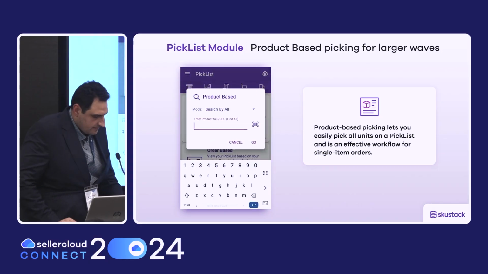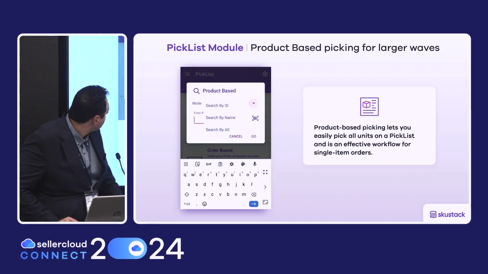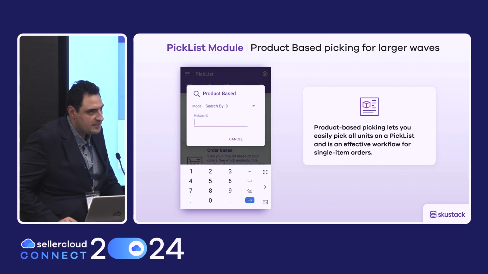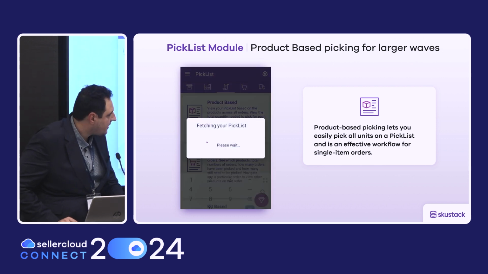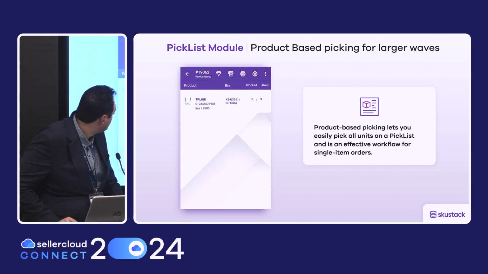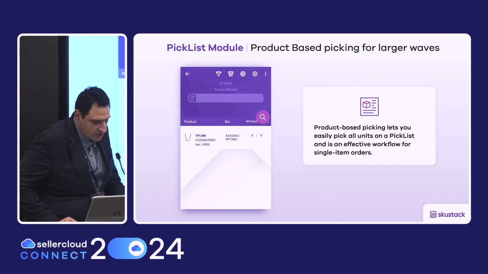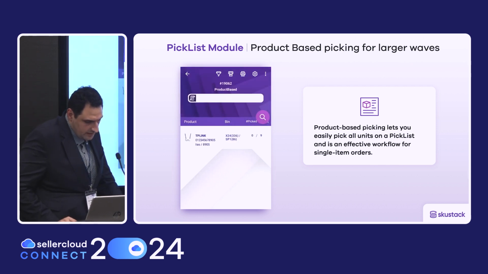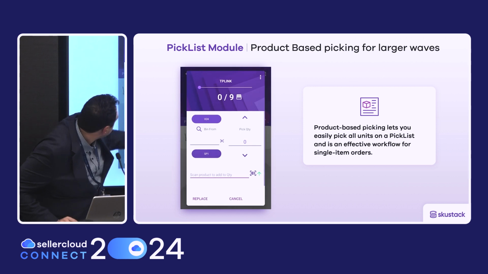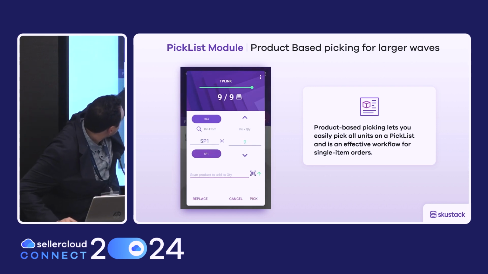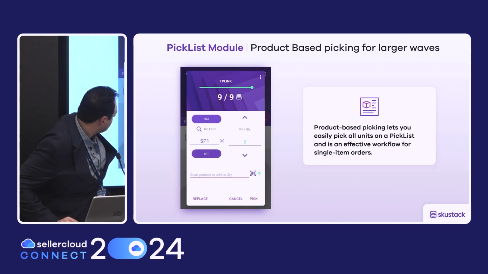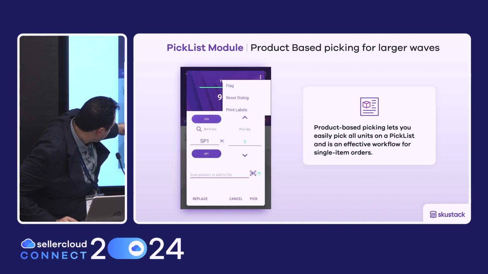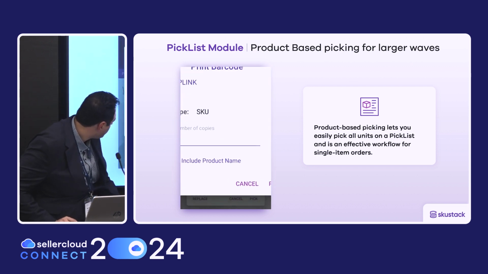This is the product-based picking, where you have a list of all the products, all the SKUs that you need to pick and their quantities. And this is why it's more useful for larger waves. And here, it tells you the quantity that you have picked, and this is the required quantity on the right. And you can obviously select the bin that you're picking from.